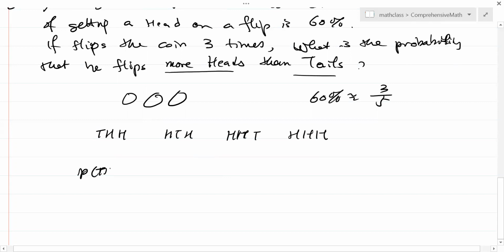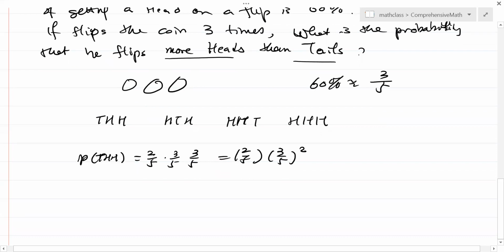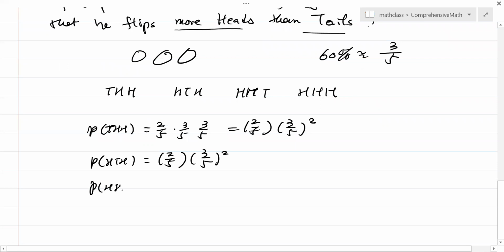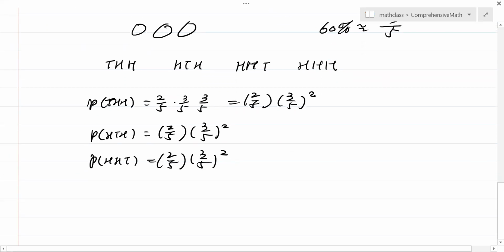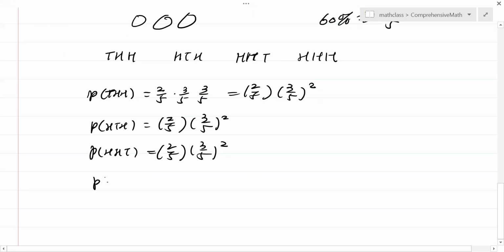The probability for the first one: you apply the product rule. First you get a tail. What is the probability to get a tail? 2/5. What is the probability to get H the second time? 3/5. So you get 2/5 times 3/5 squared. Similarly, you will get the same probability for the second one and for the third one, because this is a product. So you get 3/5 times 3/5 times 2/5. You end up with the same. But for the last one, you have to get heads every time.